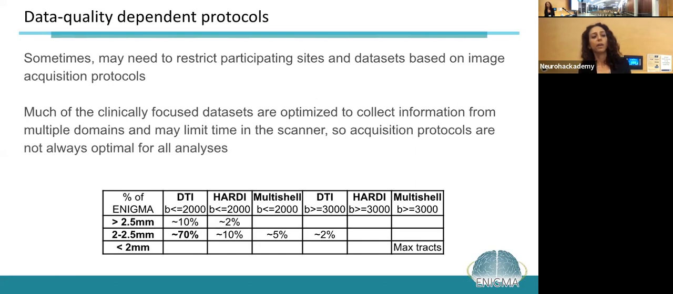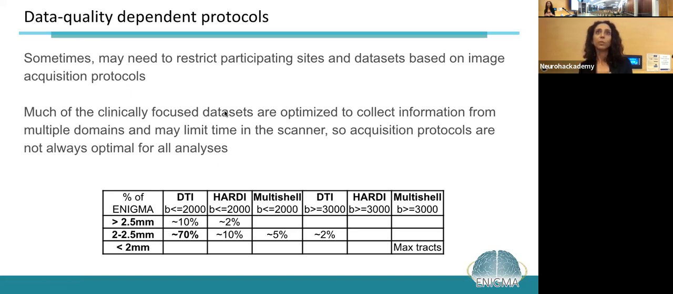Occasionally, we do have protocols that depend on the data quality. So for example, diffusion: 70% of the data sets in ENIGMA that were pulled for this table have a b-value of about 1,000, and voxel sizes between 2 and 2.5 millimeters. And that's all they have. They don't have high angular resolution, they don't have multi-shell, and they're not optimized for tractography.